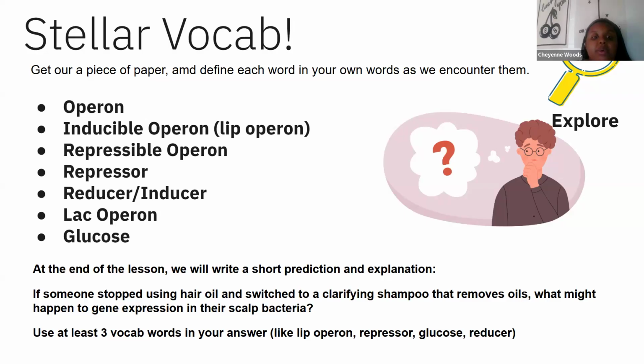At the end of the lesson, we will write a short prediction and explanation. And this is really towards the end. But if someone stopped using hair oil and switched to a clarifying shampoo that removes oils, what might happen to gene expression in their scalp bacteria? I want you to use at least 3 vocab words within that explanation. Again, don't worry about it right now, but I want you to include words like lac operon, repressor, glucose, and reducer.